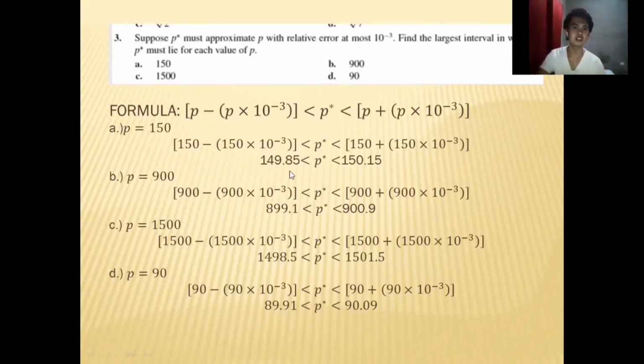And in letter D, the value of p is 90. So 90 minus 90 times 10 raised to negative 3, using a calculator, we get 89.91. And 90 plus 90 times 10 raised to negative 3, we get the answer of 90.09.